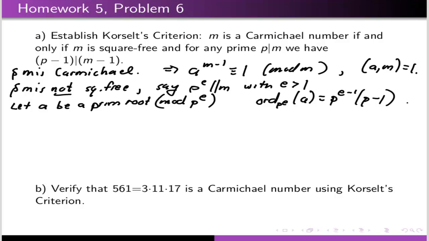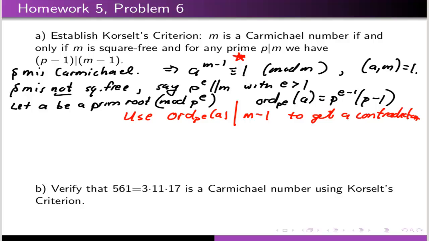But we also know from this fact here that the order of a must be a divisor of m minus 1. So use that to get a contradiction. Use the fact that the order mod p to the e of a divides m minus 1 to get a contradiction.